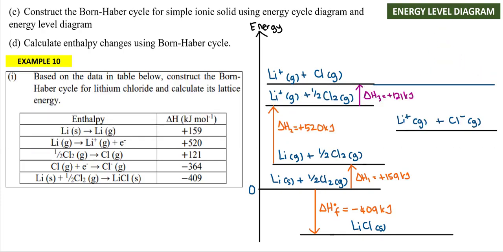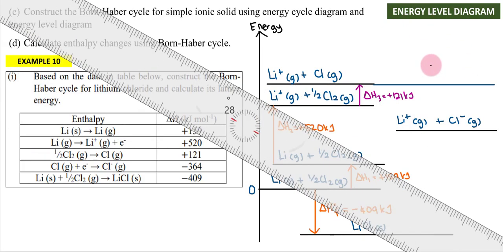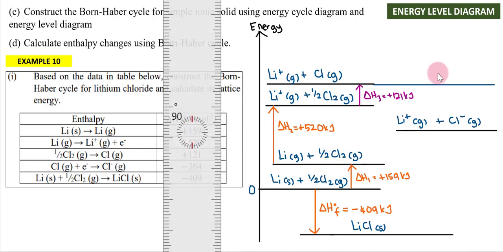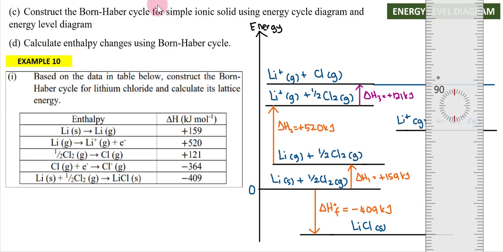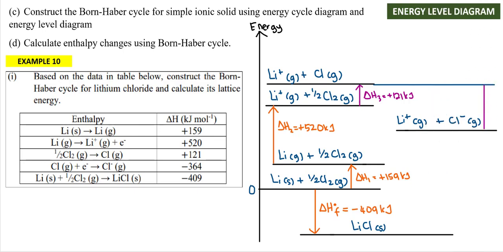So that I can put the enthalpy change here, with the arrows in a downward position. Here is for chlorine, and it will go downward. The delta H here, I'll label it as delta H4, negative 364 kilojoules. If you notice here, the distance becomes bigger because the value here is 300 something.